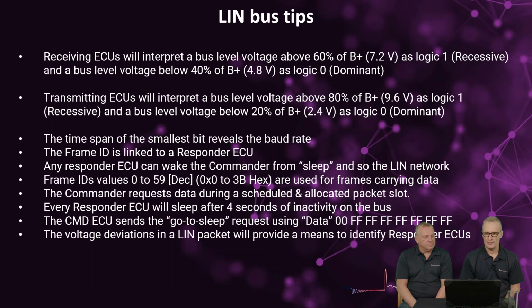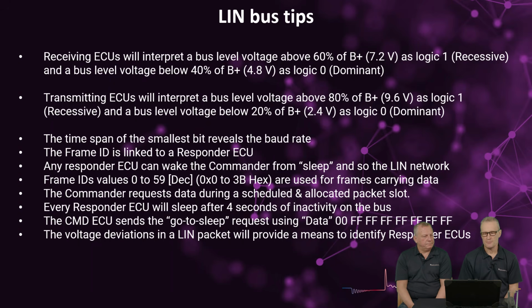So yeah, 7.2, logic 1 as a recessive, and a bus level voltage below 40% of battery voltage as a logic 0. So we've said there that, oh, it pulls down to 0. Well, actually, a receiving ECU that has anything below 4.8 would interpret that as a logic 0. Yep. Transmitting ECUs will interpret the bus level voltage above 80% of battery voltage as logic 1. So there is a difference between the two. And the level below 20% of battery voltage as logic 0, the dominant. So little bits of information from the specifications that may help.